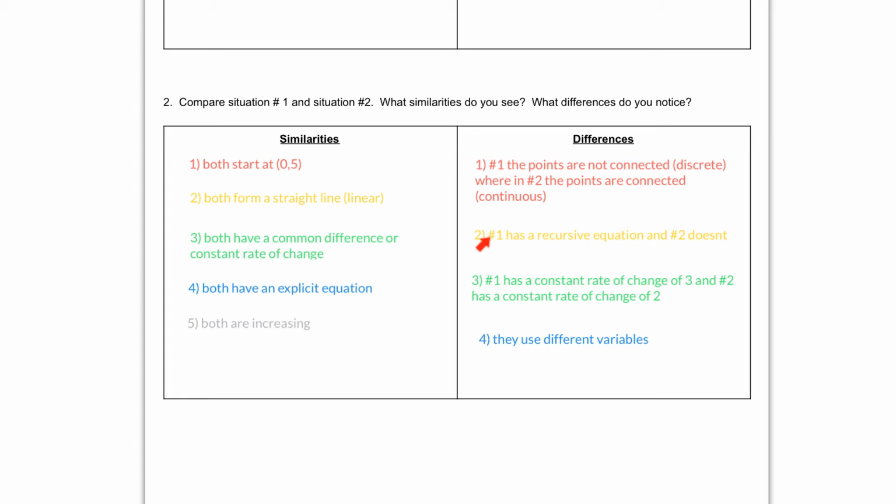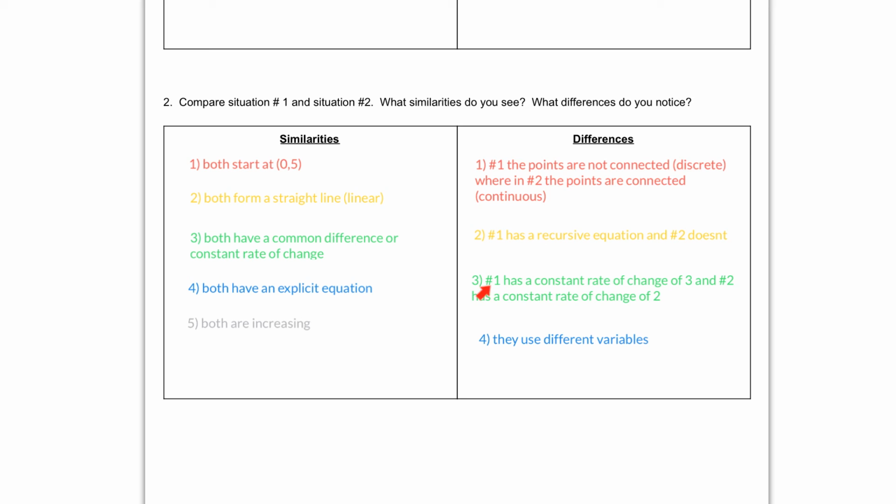The second difference is number 1 has a recursive equation and number 2 doesn't. And the reason that number 2 does not have a recursive equation is because number 2 is not a sequence. So because our points are just not connected in number 1, we can look at that as an arithmetic sequence, whereas in number 2, the points are connected. Once we start connecting them, they are no longer a sequence. And if they are no longer a sequence, they will not have a recursive equation.